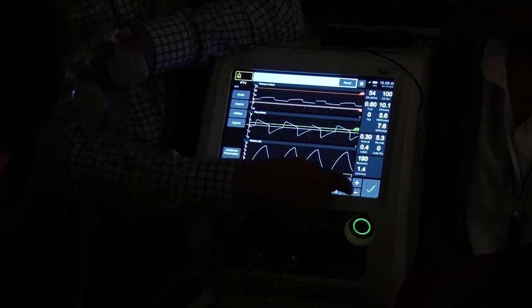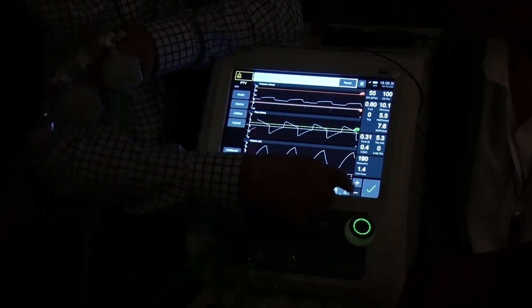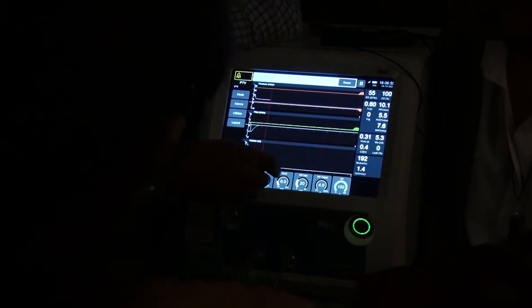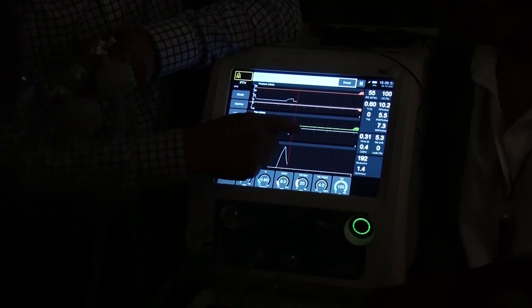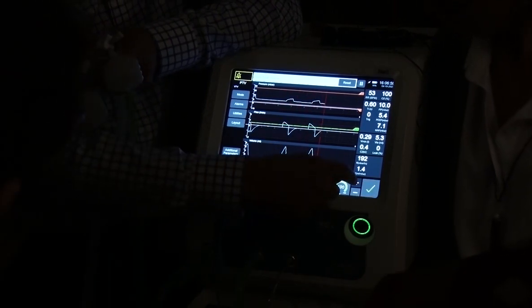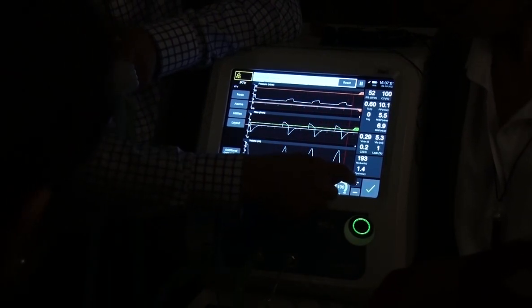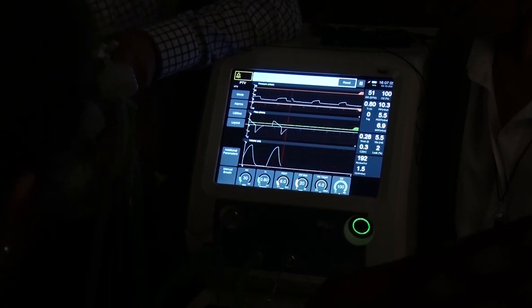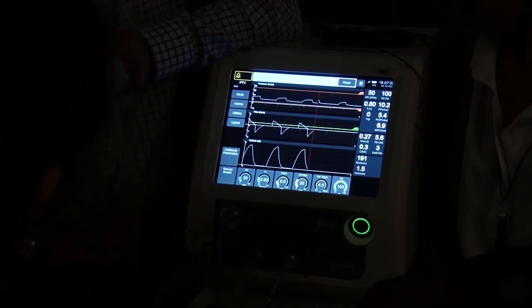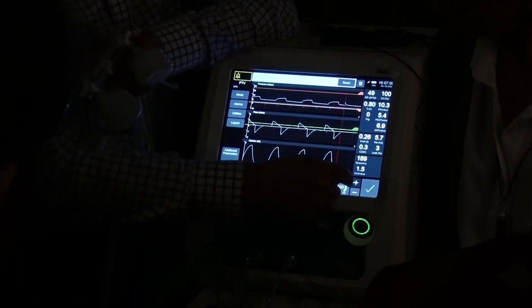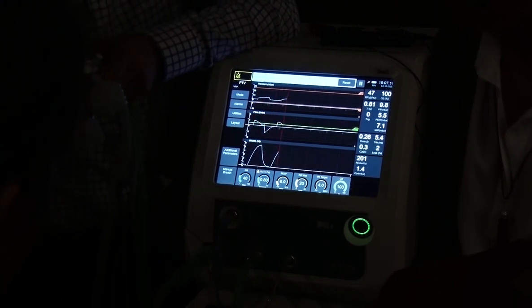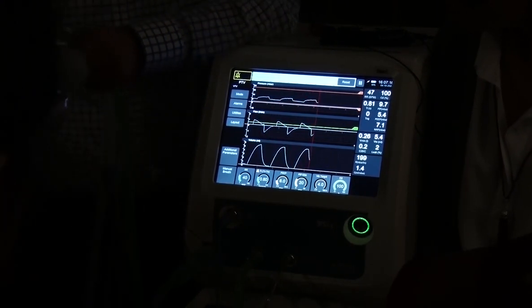So we'll have to use a much lower rate. We'll have to do what they do in PICU and put babies on low rates. And we'll now need a much longer I-time too. And now we're starting to see a better picture. And we can probably have a rate of about 40 to 45 there as the right one.